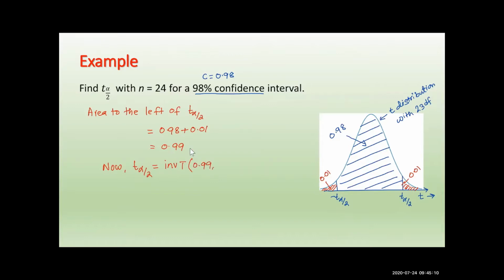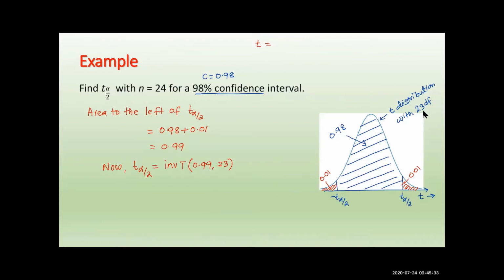0.99. And then you need to write the degree of freedom. N equal to 24, so the degree of freedom is 23. This is what you have to write. Or in general, if you are looking for any T value, you can write this as a formula. This is what you'll do in your calculator.